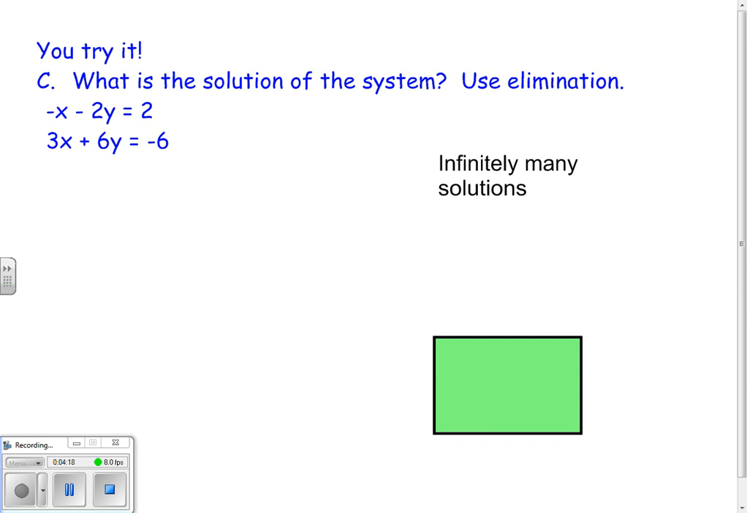You should have found in this one that when you eliminated the options, you ended up getting a lot of elimination going on. What happens is your x's cancel and your y's cancel, but so do your constants on the right. You get 0 equals 0, and that's a true statement, which makes it infinitely many solutions. Had it been a false statement, it would have been no solution. But this one happens to be dependent. If I graphed them, they would be the same exact line.